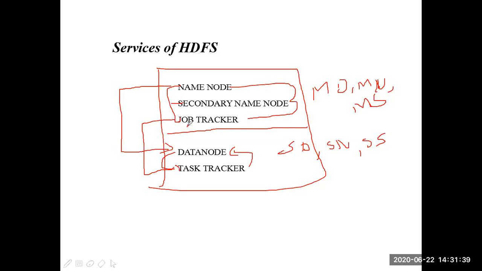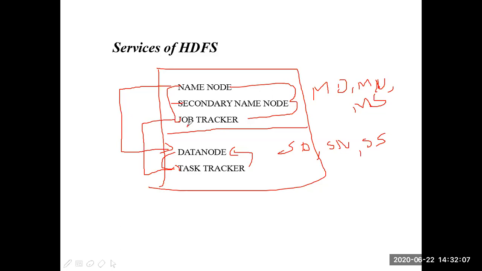Inside the master part, anyone can communicate with one another. Inside the slave part, anyone can communicate with one another. But when we come to master part and slave part, in master part, only name node can communicate with data node in slave part. And only job tracker in master part can communicate with task tracker in slave part. Name node cannot directly contact task tracker. It can't deal with task tracker.